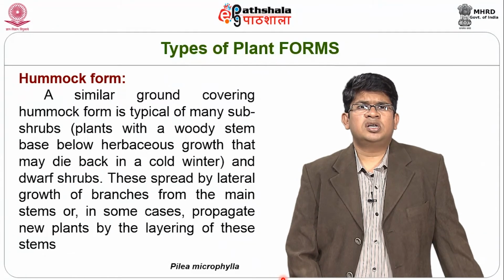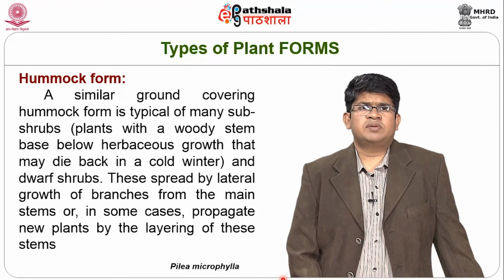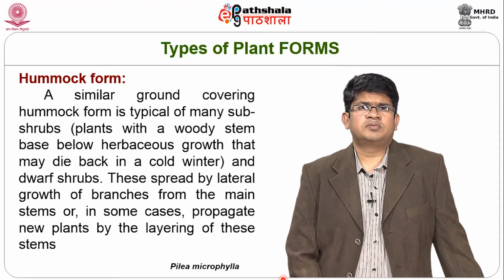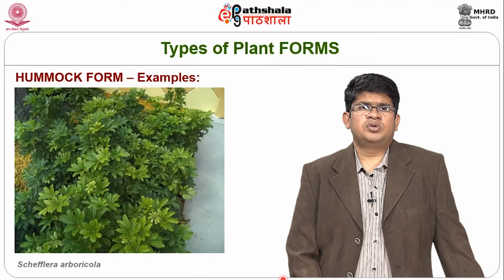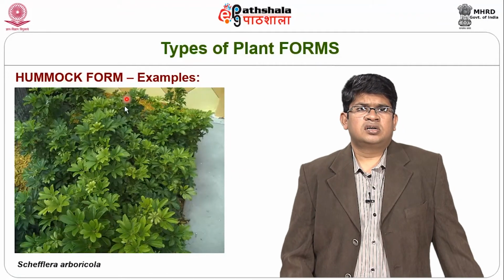A similar ground covering hummock form is typical of many sub-shrubs, plants with a woody stem base below herbaceous growth that may die back in a cold winter, and dwarf shrubs. So, all the sub-shrubs and dwarf shrubs, this lower height variety of shrubs, exhibit a dome kind of pattern. They come under the classification of a hummock form. These spread by lateral growth of branches from the main stems, or in some cases propagate new plants by the layering of these stems.